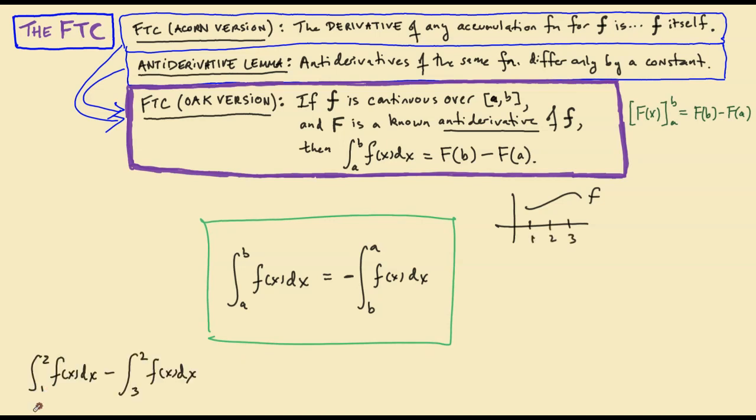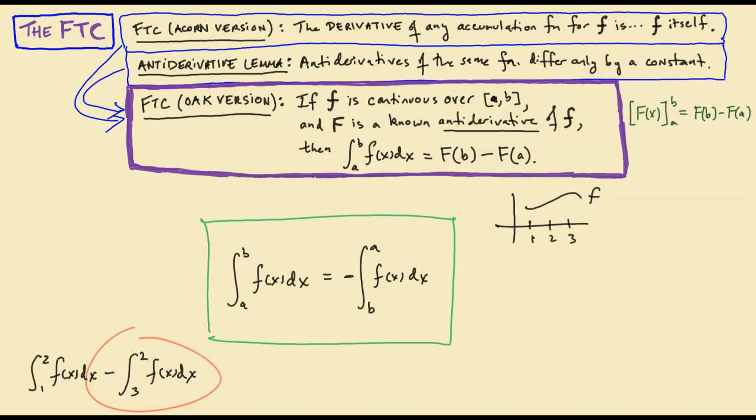Like if we ever came across an expression like this, the integral of some function f from 1 to 2 minus the integral of that same function f from 3 to 2. Well, you might think, oh, do the linearity properties help me here? Not so much, because I have different boundaries of integration on each integral. But this property can help me a little bit.